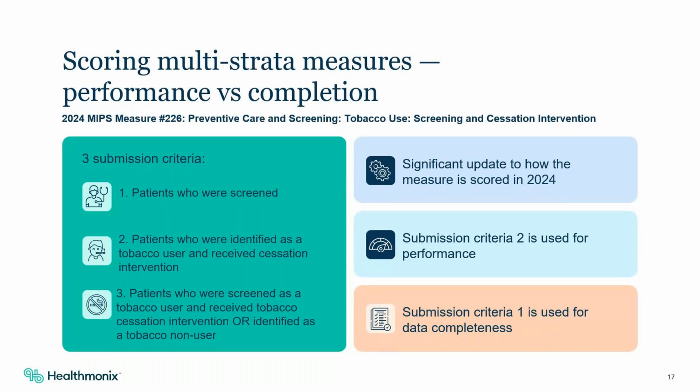This is the strata that looks at your entire population and will be used to identify if you've met the completion threshold. Now, the second strata is looking for those patients that were screened and identified as tobacco users and if they received the cessation intervention. This is really the group that CMS wants to look at and see if we're paying attention to this group and if they're being provided the medically recommended intervention. This is the group that will be used for benchmarking purposes and you'll be scored against.